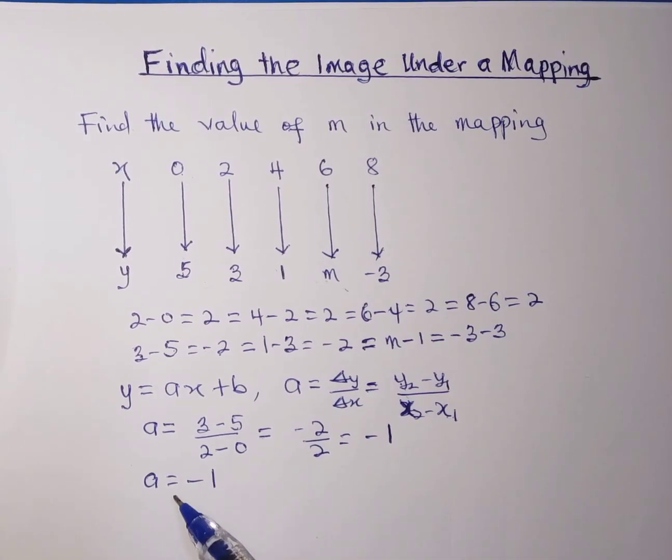I can just substitute the a here, which will give me y is equal to negative 1 multiplied by x plus my b.